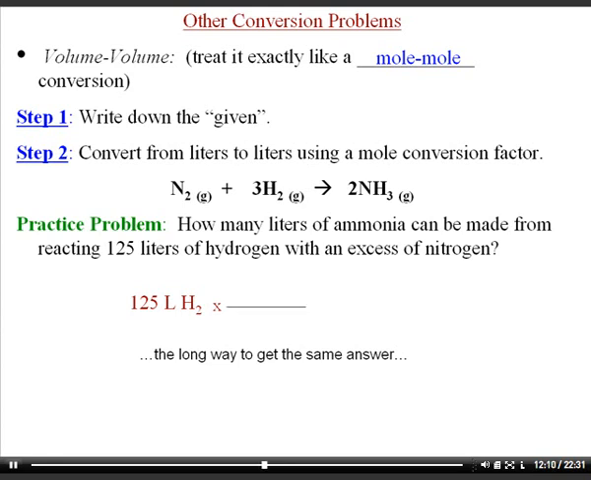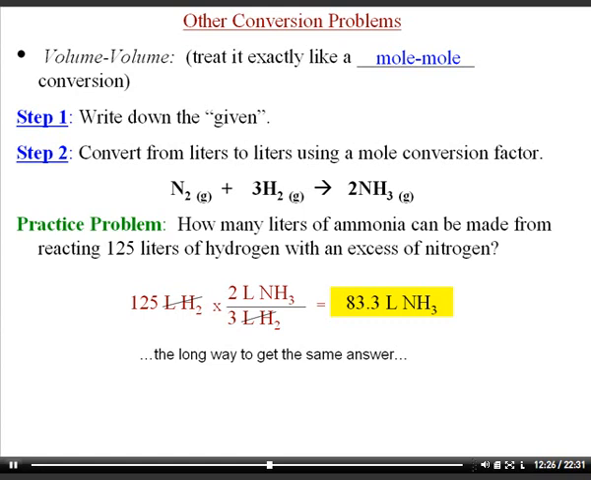There are 3 liters of hydrogen, that's from the balanced equation, for every 2 liters of ammonia. So 3 goes on bottom, 2 goes on top, and again those are the coefficients from the equation, and you get an answer of 83.3 liters of ammonia.